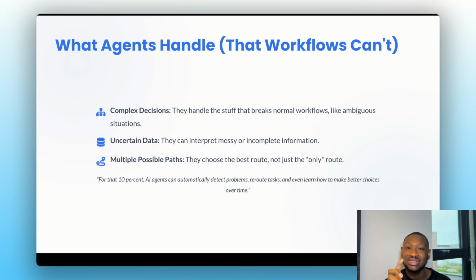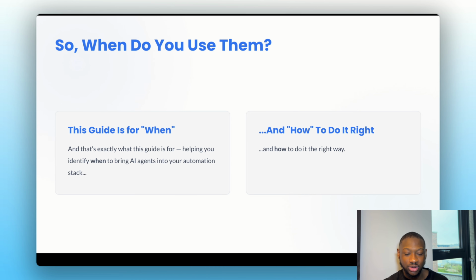A workflow has to take strict inputs, but an AI agent can take anything as an input and multiple possible paths. They choose the best route, not just the only route provided to them. So for that 10%, AI agents can automatically detect problems, reroute tasks, and even learn how to make better decisions over time. So now, when do you use them?